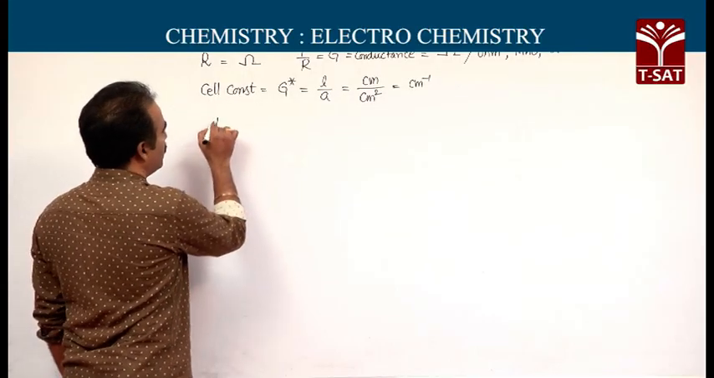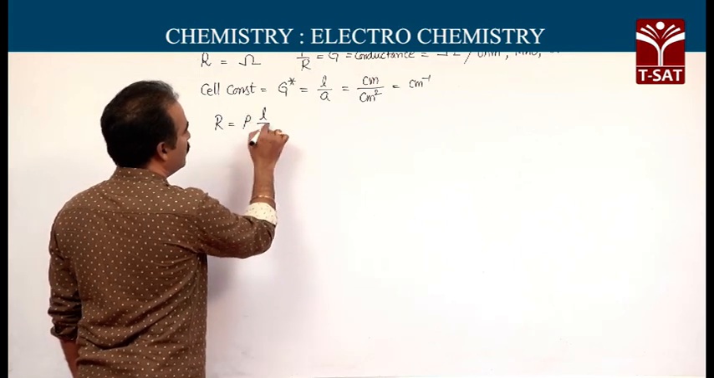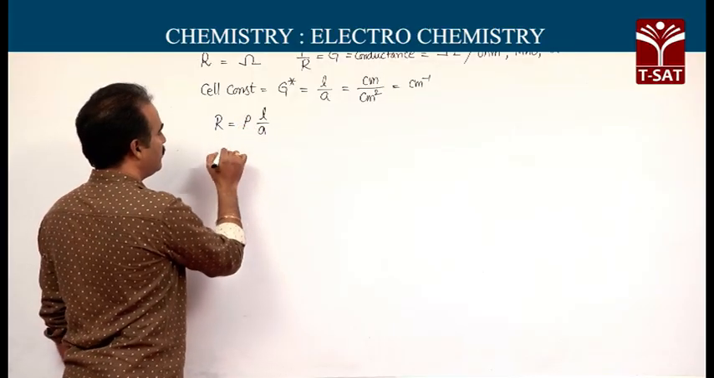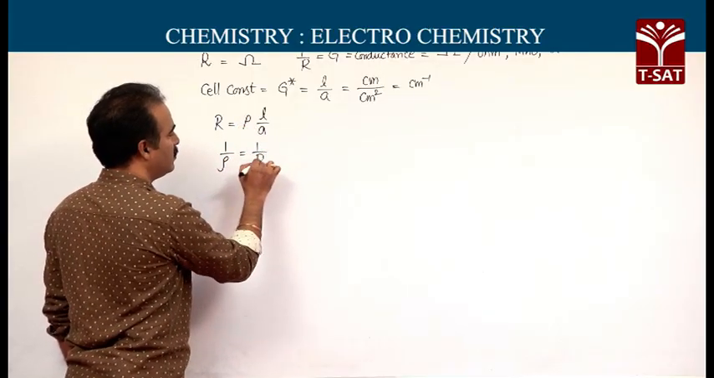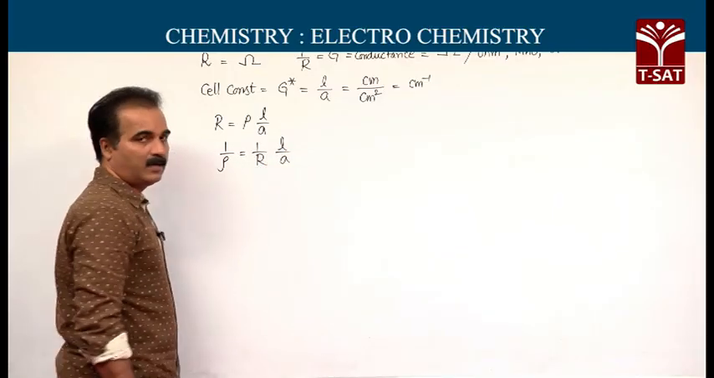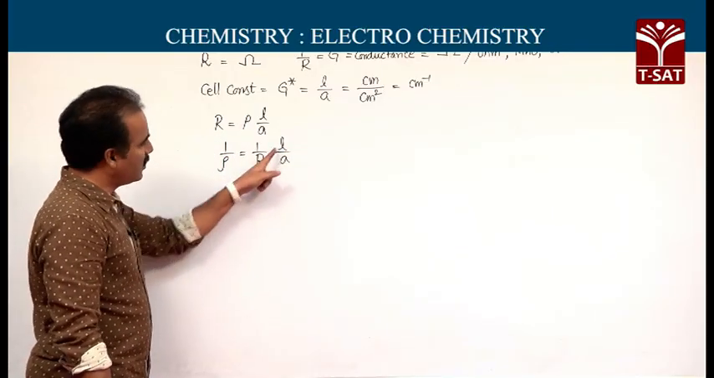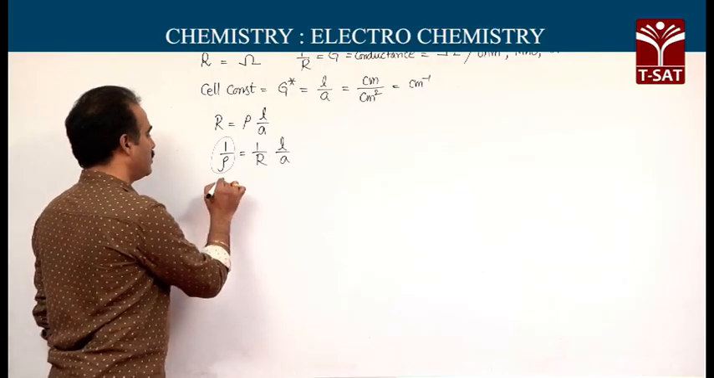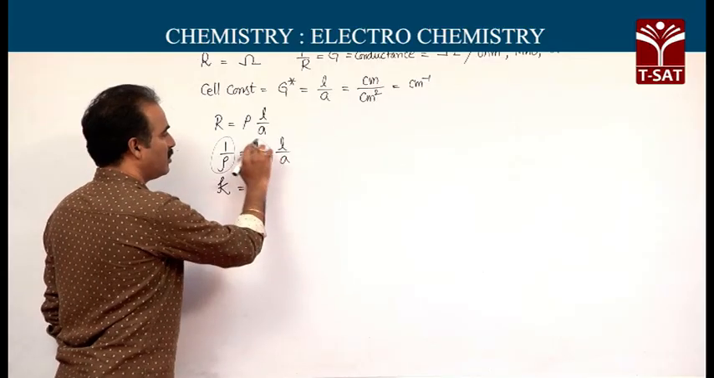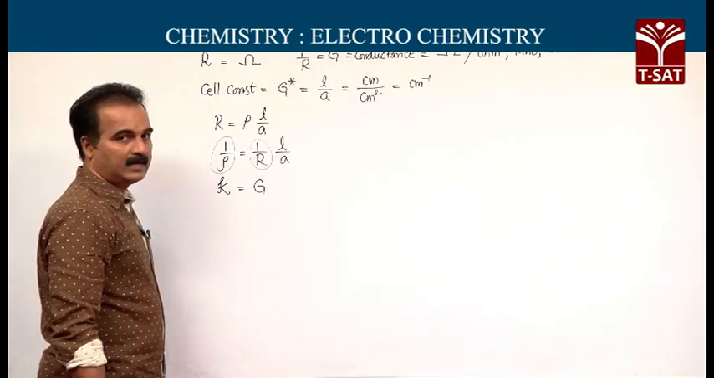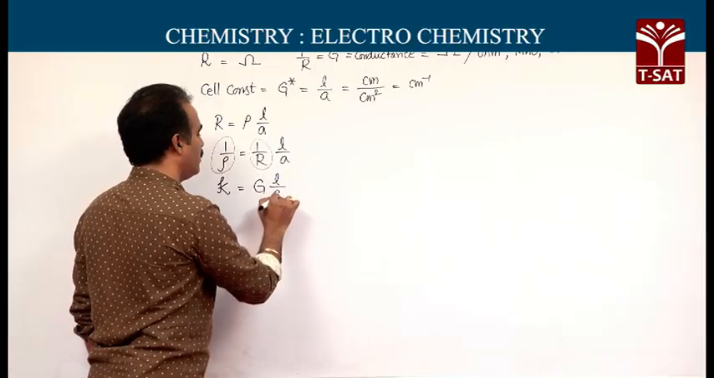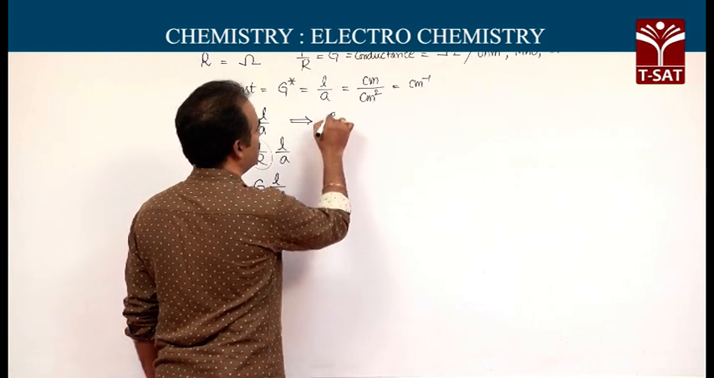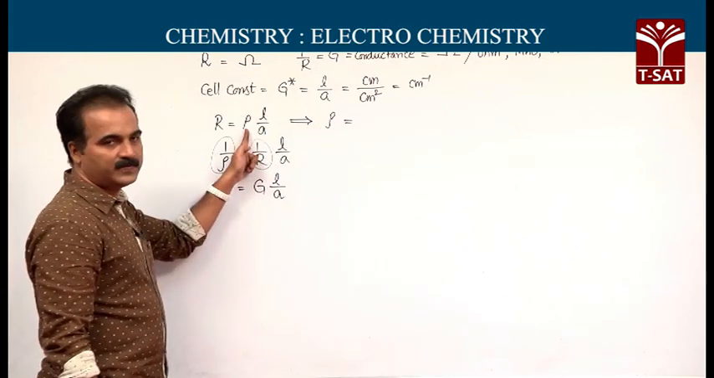Now, we have already come across the relation R is equal to rho into L by A. From this we can write 1 by rho is equal to 1 by R into L by A. The reciprocal of specific resistance is specific conductance, and the reciprocal of resistance is conductance, into L by A. So, what are the units of specific conductance?